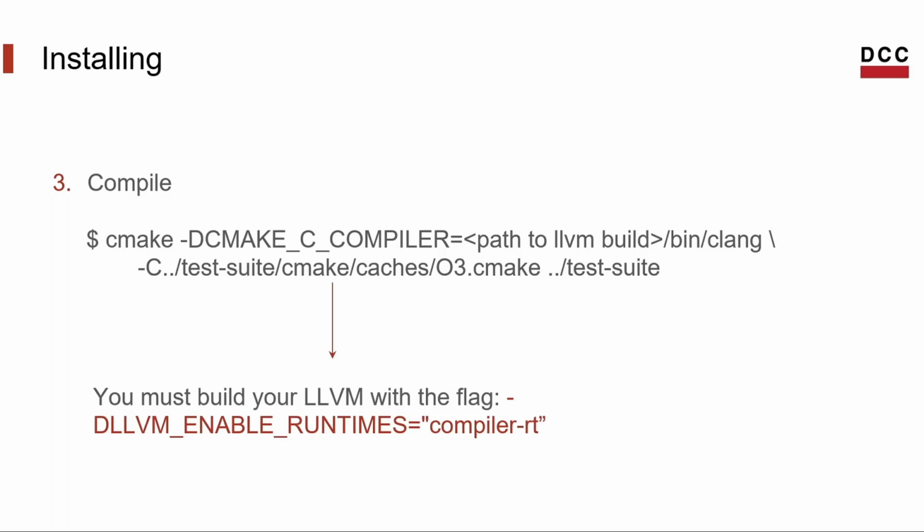And one thing you need to remember: if you're using your own build of LLVM, you need to enable this flag, so you need to rebuild LLVM with this flag. With this flag, you will be able to compile all the benchmarks inside the test suite. Without it, we will compile just half of them, because the micro benchmarks need this flag for the compilation process. So, okay, after that, just use make and wait for the compilation process to end. Now you have a build of the test suite.